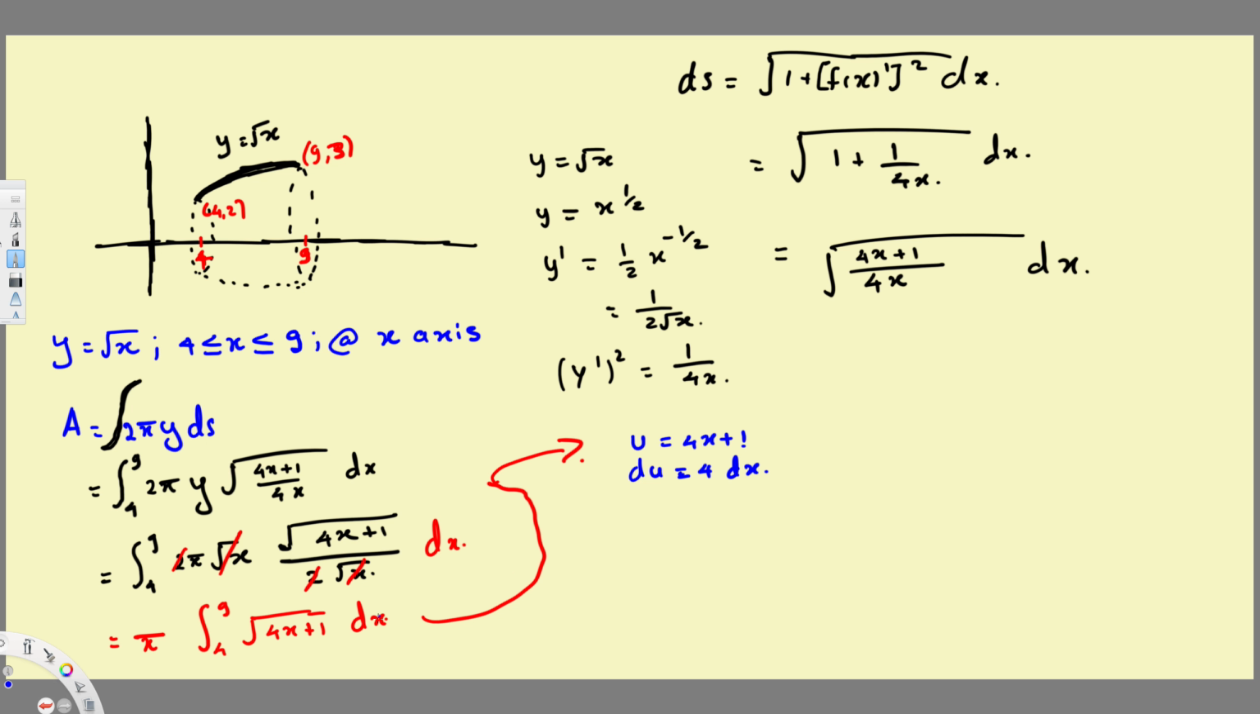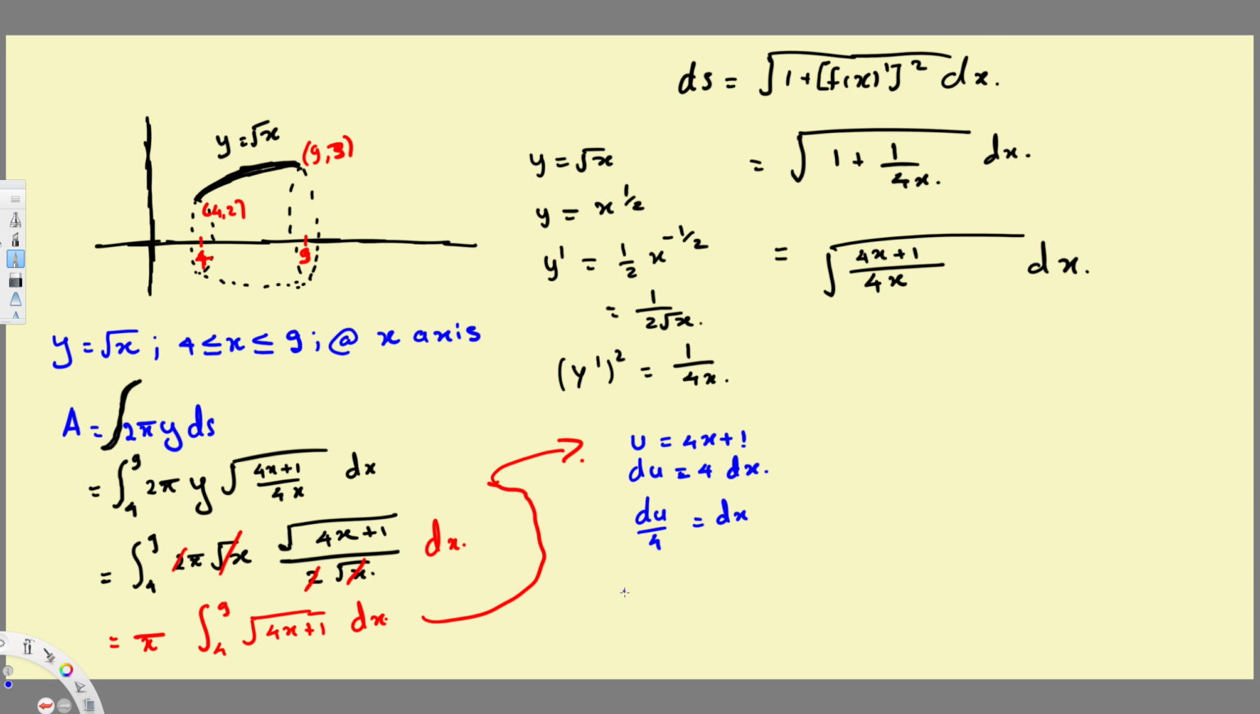Now we want to replace dx. I have to write everything in terms of u. So we know that 4x plus 1 is u, and we have to replace dx. We have 4 right here, so we bring the 4 to the other side. So du by 4 is equal to dx. Now I can plug in du by 4 instead of dx.